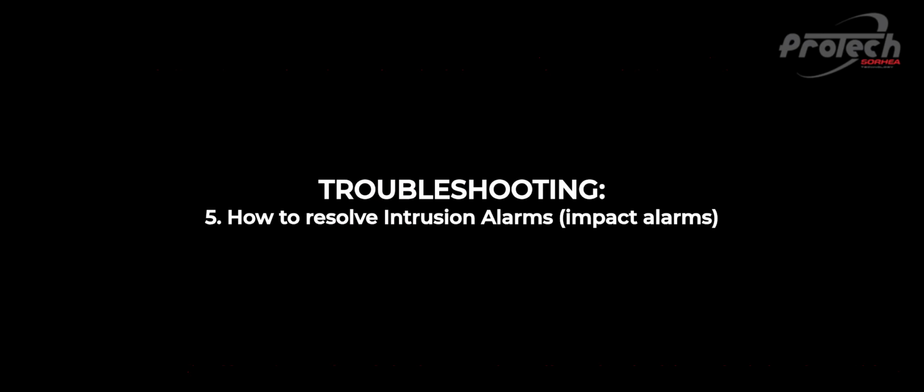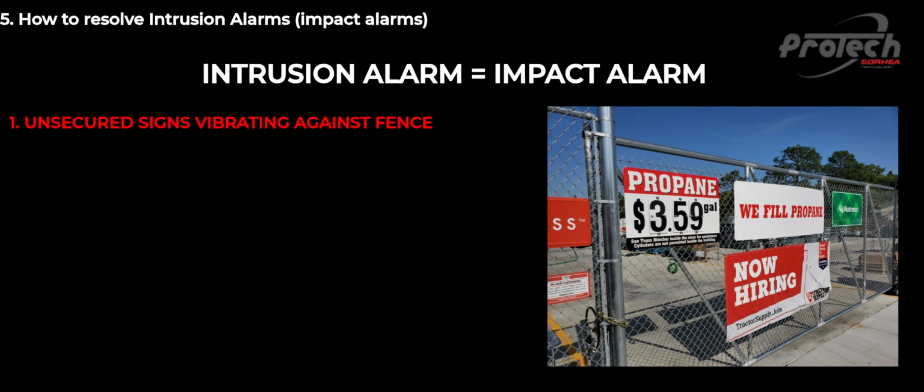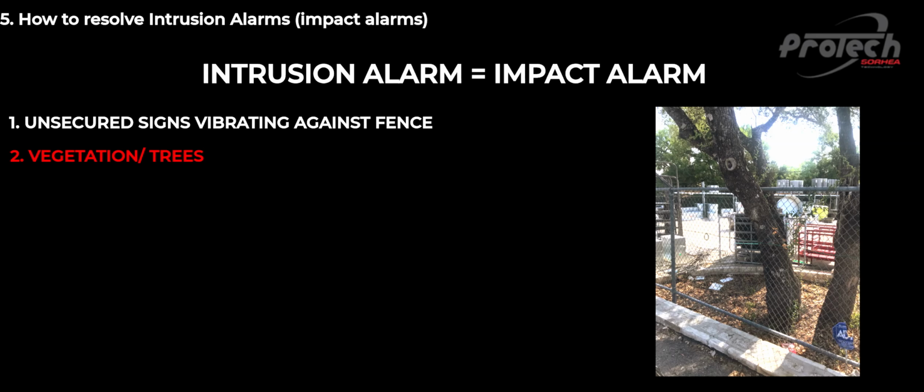How to resolve intrusion alarms. On Friday at 8:49 a.m., there was an intrusion alarm on Zone 1, Direction 1, Sensor 2. Go to the perimeter and investigate the area around Sensor 2. Here is a list of potential hazards. Unsecured signs vibrating against the fence. Vegetation or trees creating impacts on the fence line.